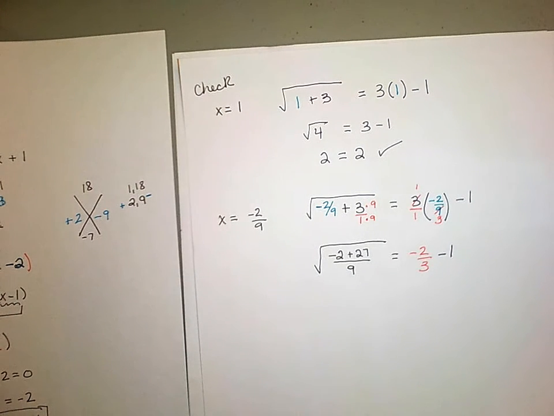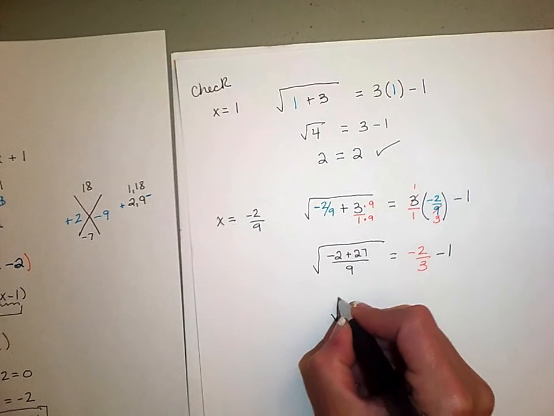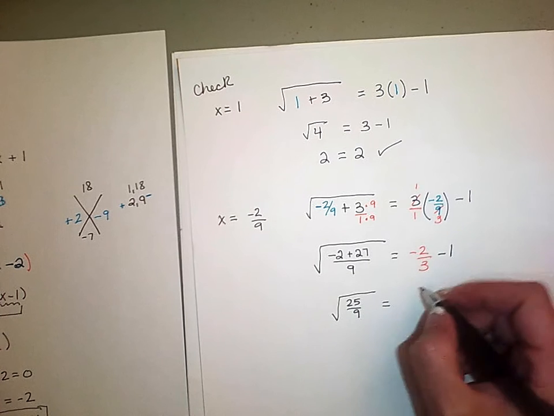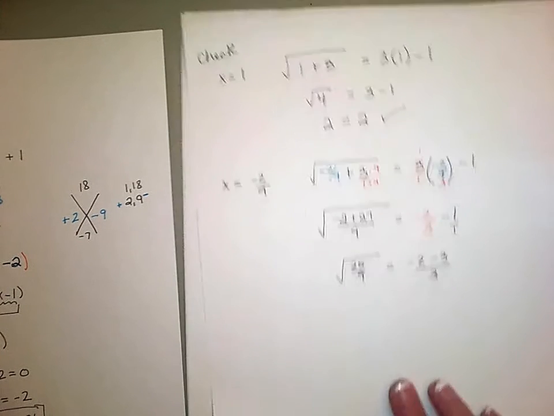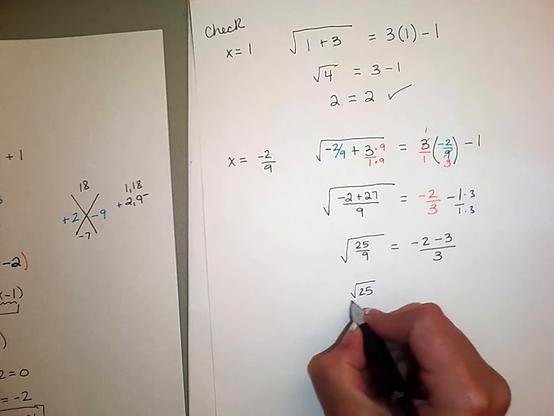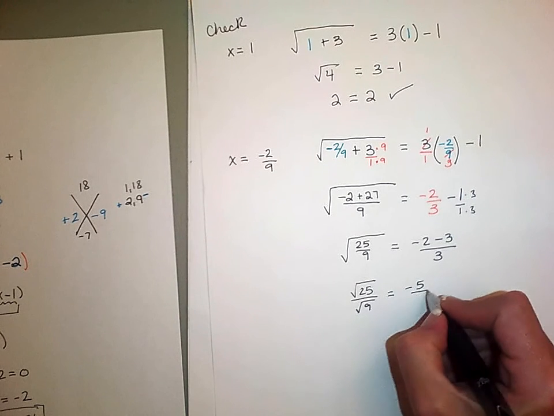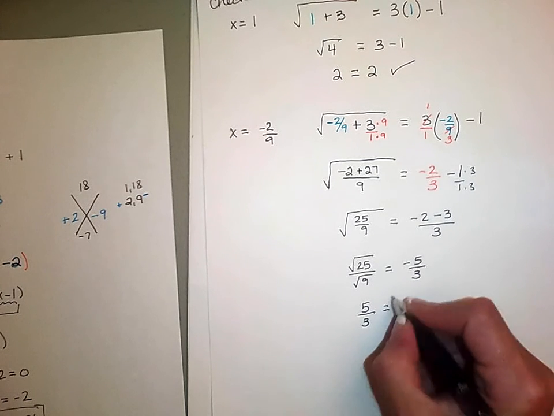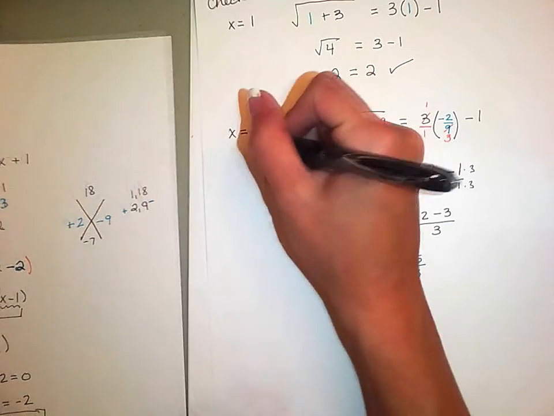And I can already see there's going to be a problem here. I hope you can. The square root won't be a negative number, but let's see. So this is the square root of 25 over 9 is equal to, this is over 1, negative 2 minus 3 over 3. Okay. This is the square root of 25 over the square root of 9, using the property of radicals. And does that equal negative 5 over 3? No. This is positive 5 over 3, which does not equal negative 5/3. And so this is not a solution.